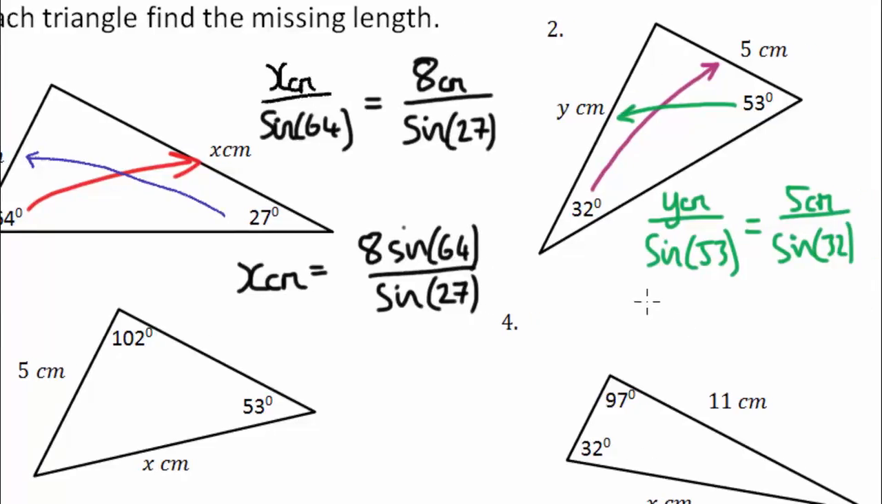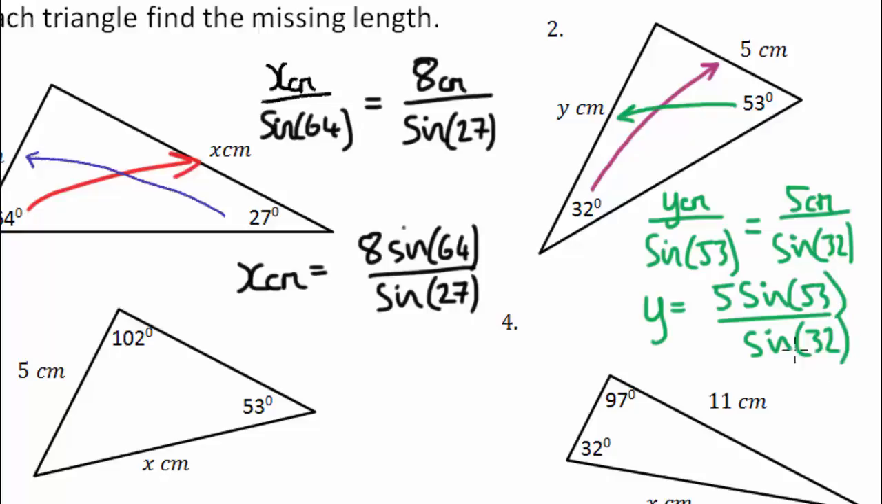Then we work it out for y, so we've got to say y equals, so we times both sides by sine 53, so that's 5 sine 53, and that is divided by sine 32. So you've seen the sine rule is a divided by sine a is equal to b divided by sine b, etc. But this is actually how it works in real life.